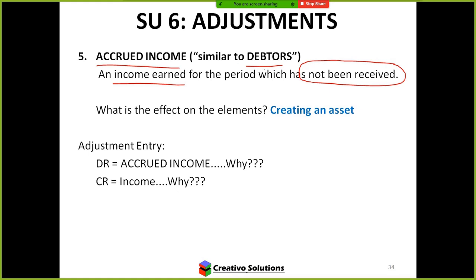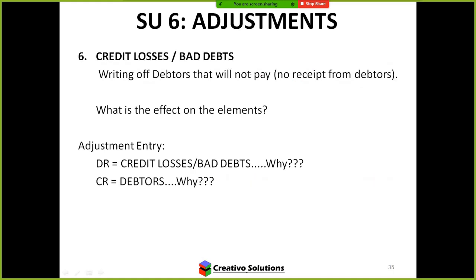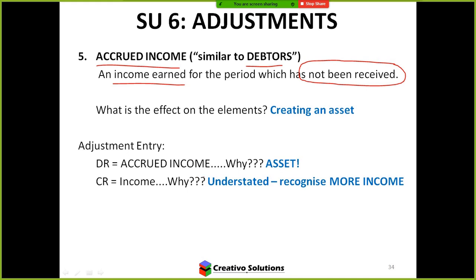What balance does an asset have? Debit. Good. That's why you have debit accrued income. And is the income too high or too low? It's too low. Why? You haven't received it. Does that make sense? Yes. Understated means it's too low.